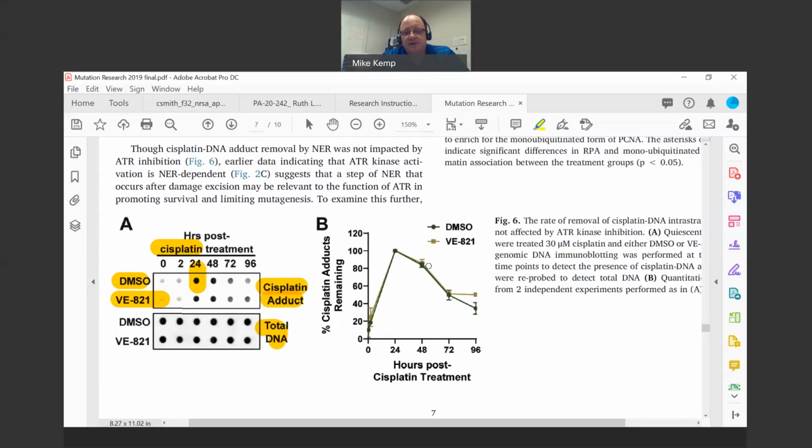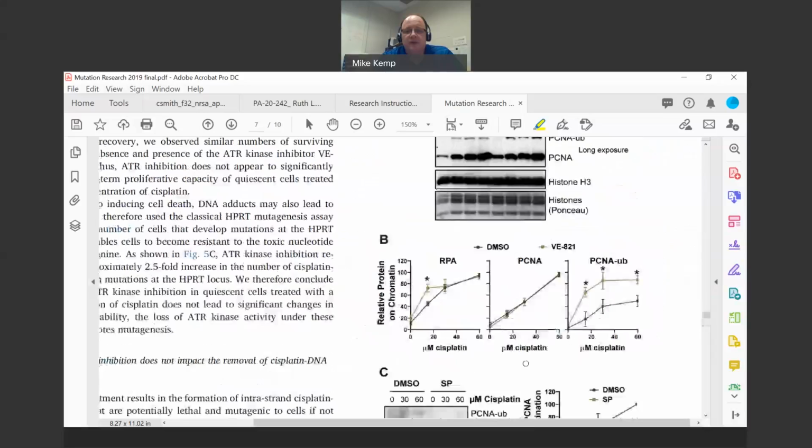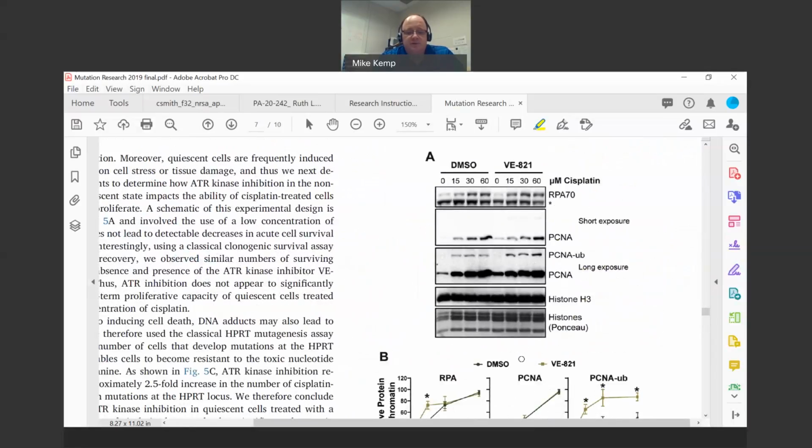So it looks like this increased mutagenesis and decreased cell survival that's affected by ATR in these quiescent cells is independent of the actual rate of removal of cisplatin adducts from DNA. So we next wanted to look at another step of nucleotide excision repair, and that's the gap. I mentioned earlier that once the damage is removed, it leaves a gap in the DNA. We can actually assay some of those processes by fractionating cells. So we can essentially break cells open, isolate the histones and the chromatin inside the nucleus, and look at proteins that are bound to that material.